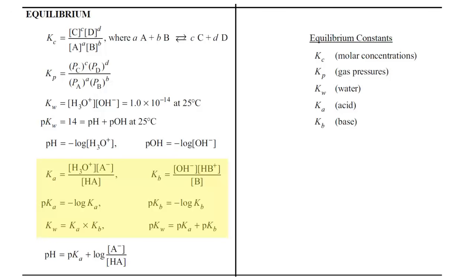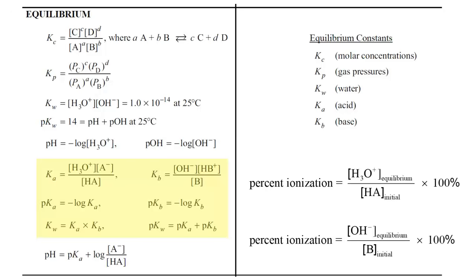But notice on the right side of this slide, the equation for the percent ionization of a weak acid, which is equal to this ratio of concentration of the hydronium ion at equilibrium divided by the initial concentration of the weak acid times 100%, and then this corresponding equation for the percent ionization of a weak base. It's a similar ratio, but now because it's a base, it's the concentration of the hydroxide ion at equilibrium divided by the initial concentration of the weak base times 100.